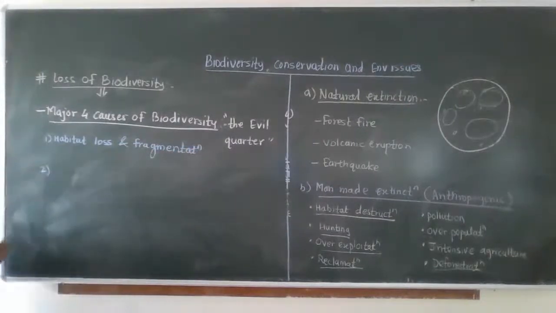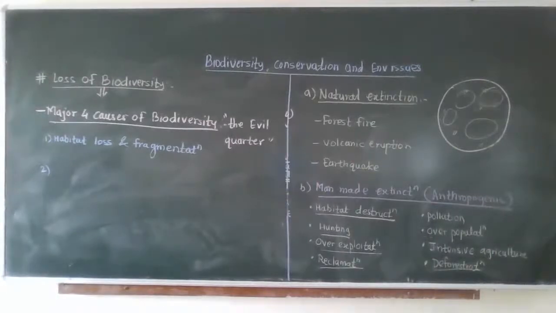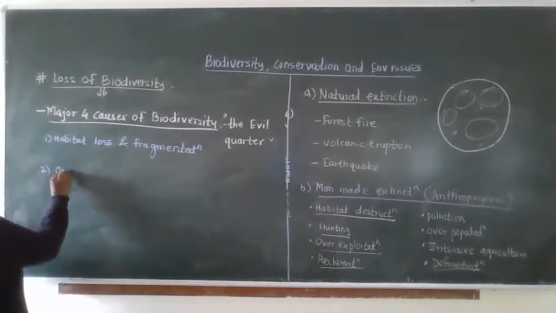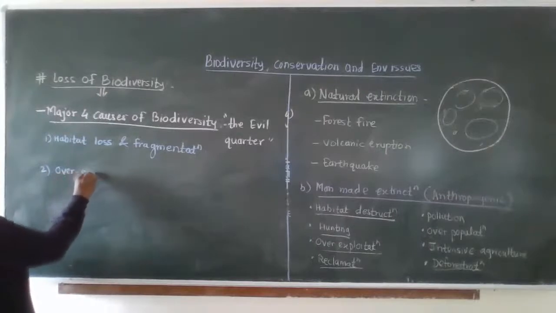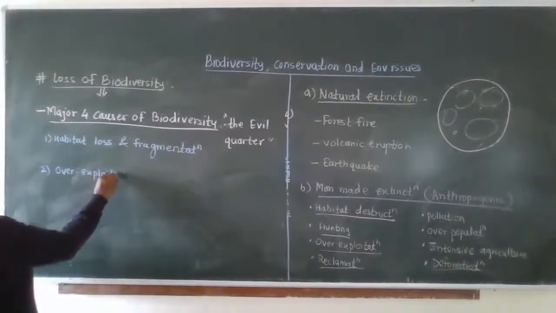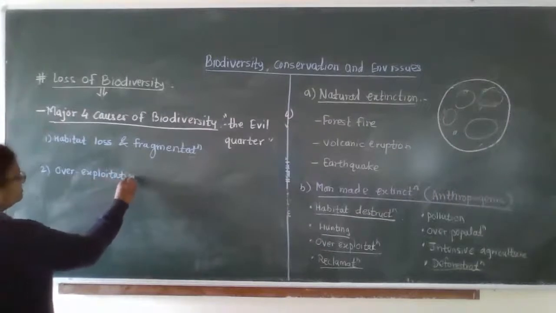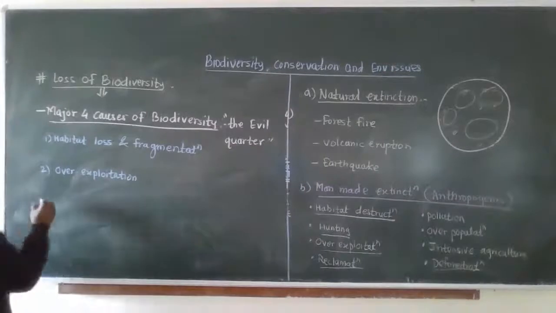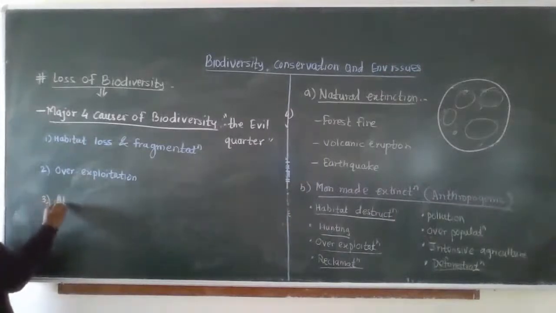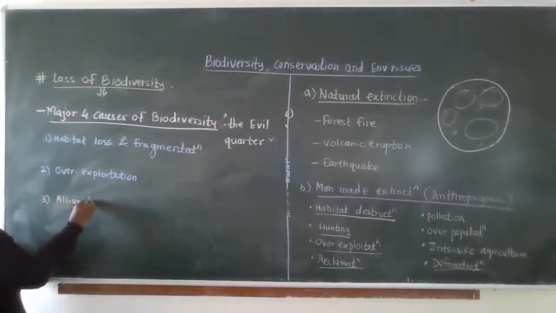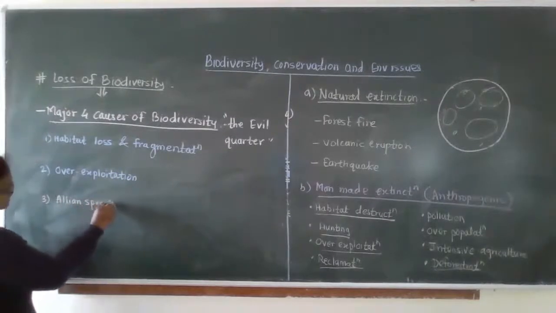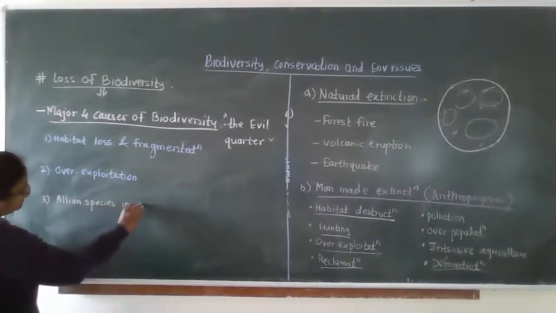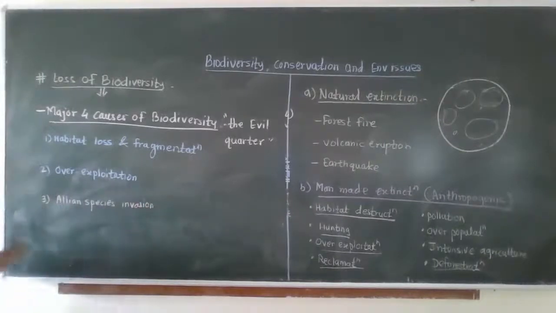The second one is overexploitation, which I will explain further on. Then the third one is alien species invasion. And the fourth one is co-extinctions.